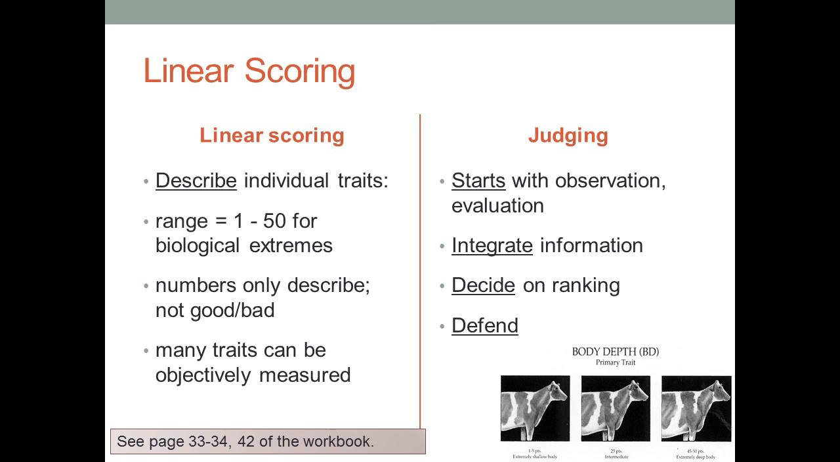It starts with observation. It starts with us observing the depth of the udder and the strength of the cleft and the set of the cow's hock. But then when you're judging, you've got to integrate information from all of these traits. You have to decide on a ranking of the cows, and then you have to defend your placing of the cows. So these two approaches, these two systems, are very different and for different purposes. And with that, we will wrap up our discussion of linear scoring.